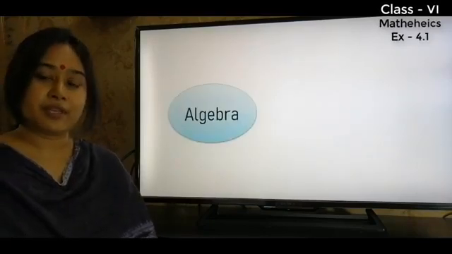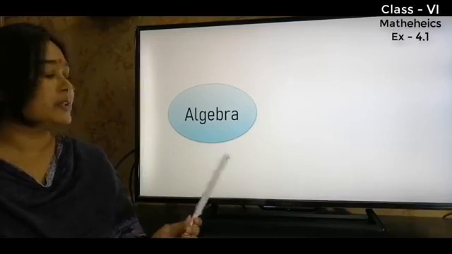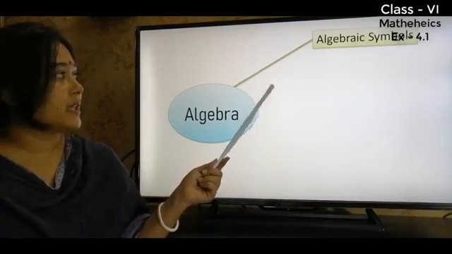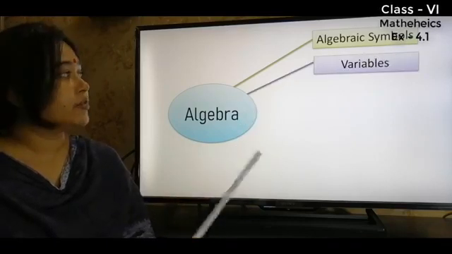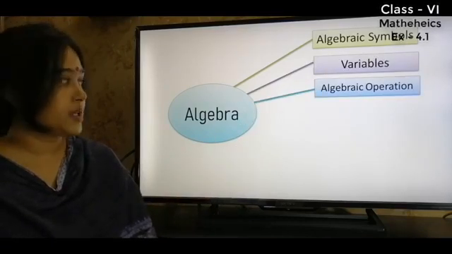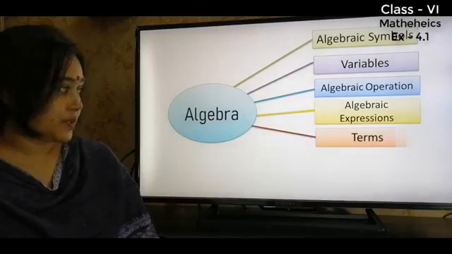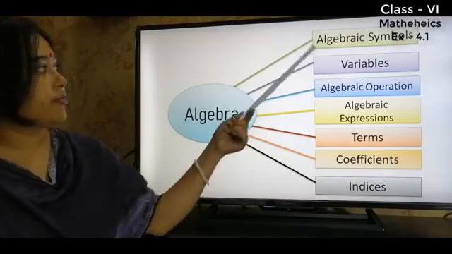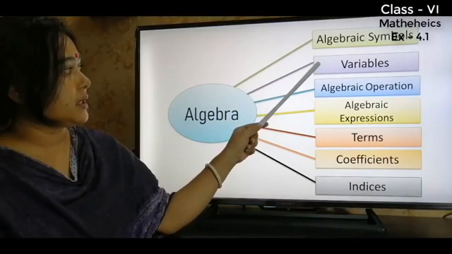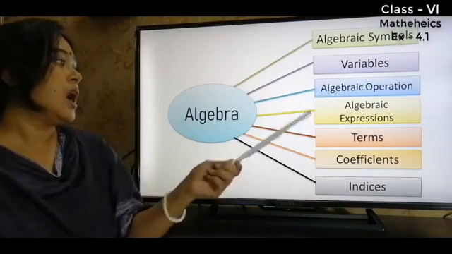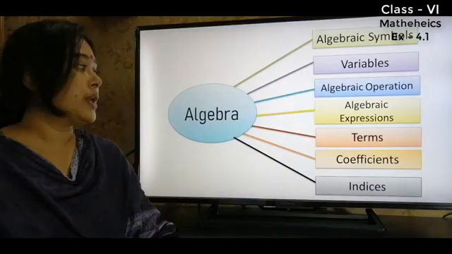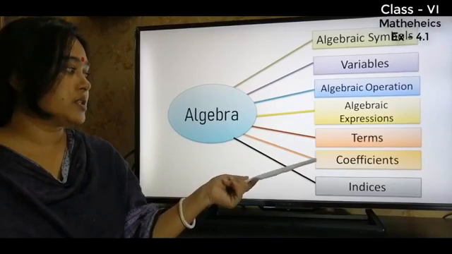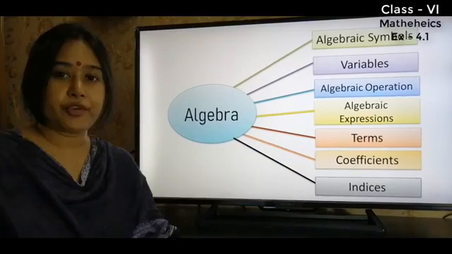In our previous class, we have learned about some algebraic terms, like algebraic symbols, variables, algebraic operations, algebraic expressions, terms, coefficients and indices. So we have learned algebraic symbols, variables and algebraic operations in our last class, and today we are going to learn about algebraic expressions, terms and coefficients.